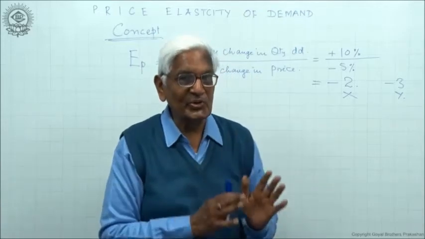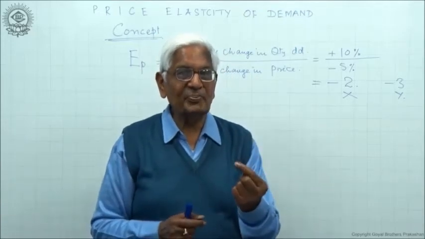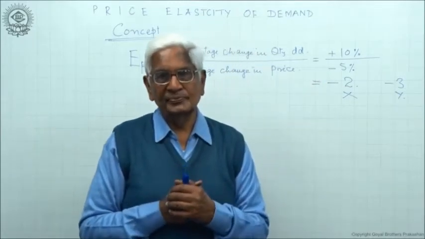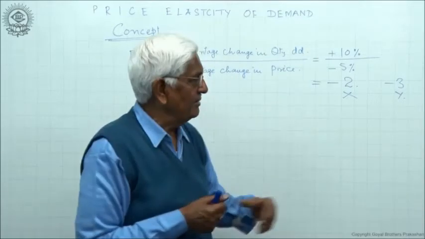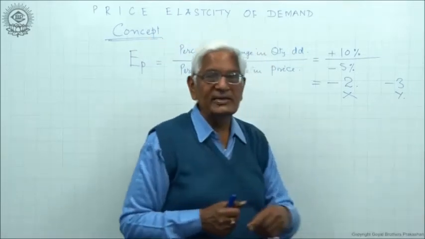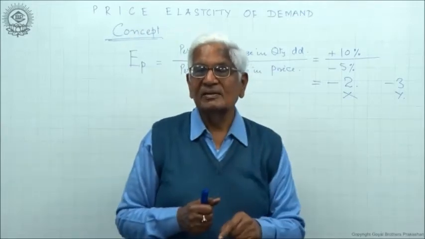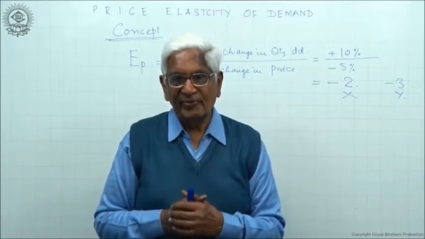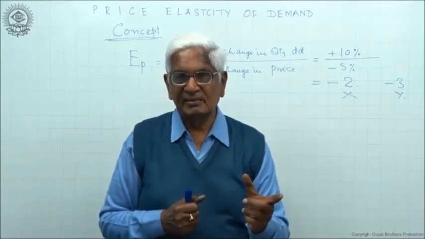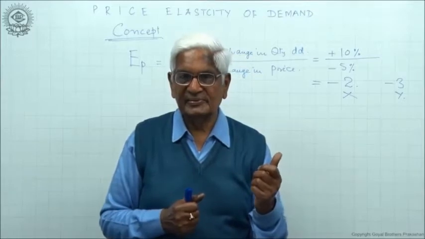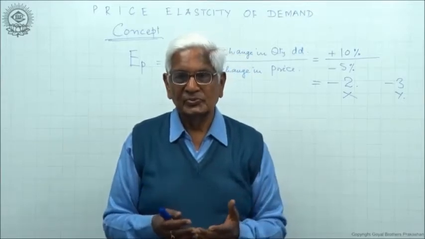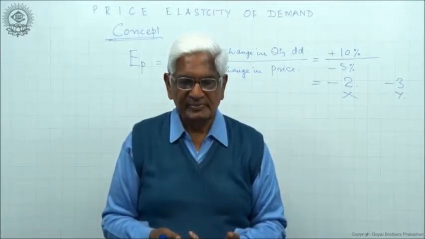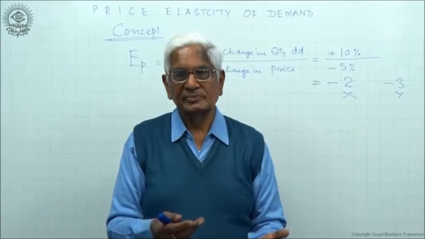The reason is before you. A 1% fall in the price of X leads to 2% rise in demand for X, and 1% fall in price of Y leads to 3% rise in demand for Y, a higher rise. Therefore, Y is more elastic than X. Now what do we do? Should we use minus or should we ignore minus? In fact, we do both.